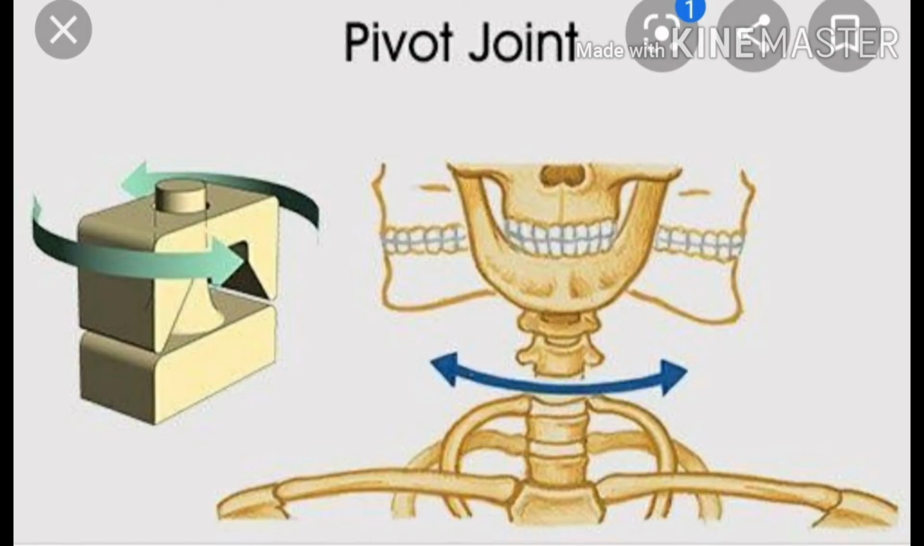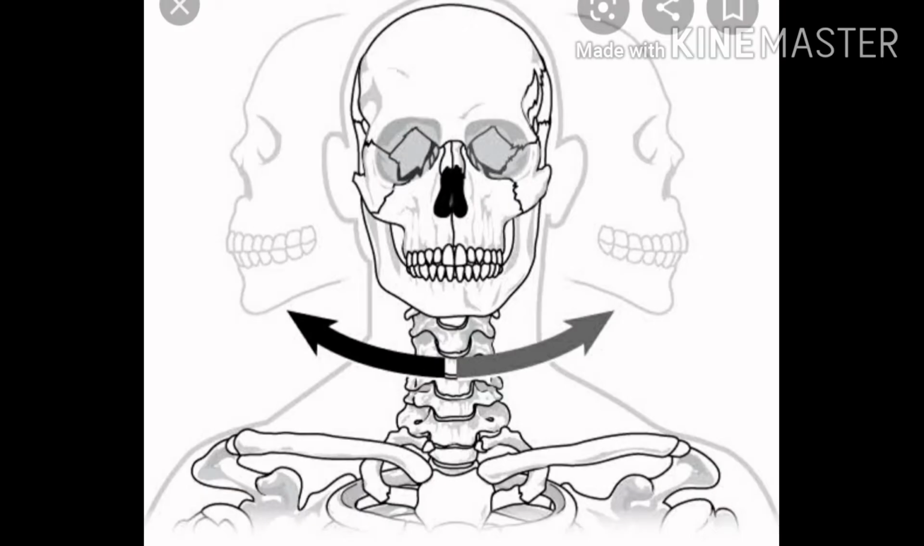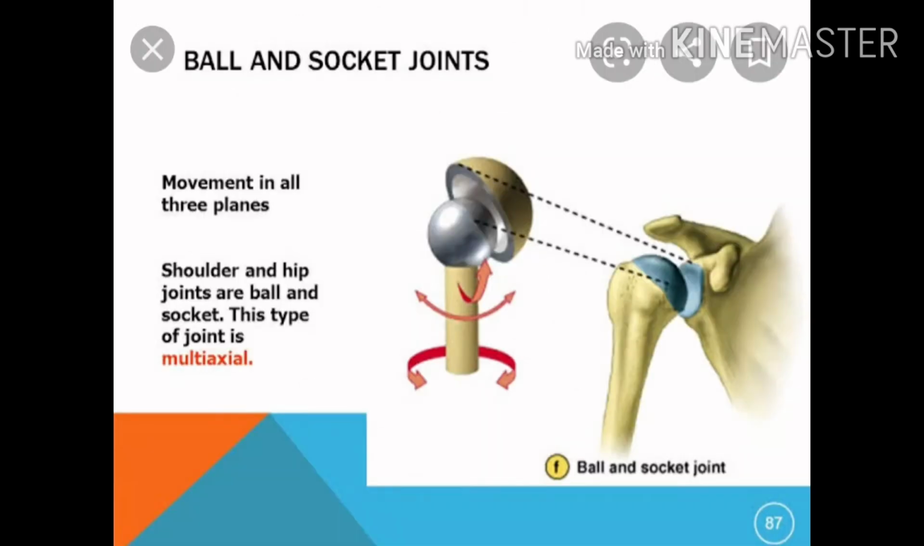First is pivot joint. Pivot joint is present in our neck. Like we can rotate or we can twist our neck. This joint helps us to rotate and twist our body part. You must have observed that you can easily rotate your neck and you can twist the neck. You know why? Because we have pivot joint in the neck that helps us to rotate and twist that particular part.